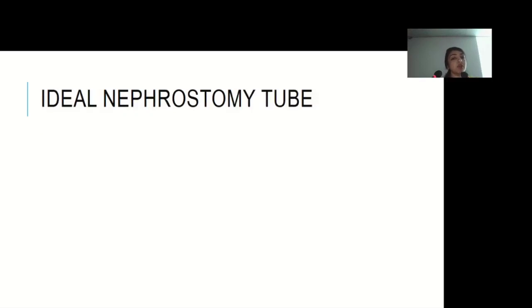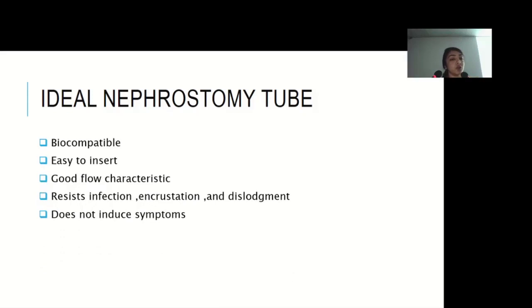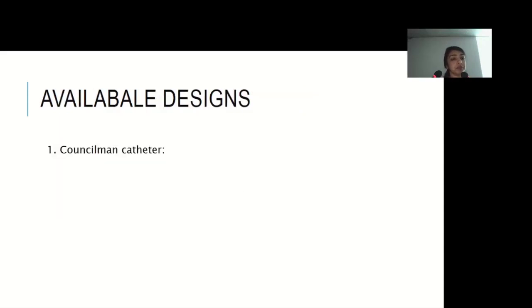So what are the ideal nephrostomy tubes? An ideal nephrostomy tube should be made of biocompatible material, easy to insert, having good flow characteristics, resistant to infection, incrustation and dislodgement, and it does not induce symptoms in the patient. Earlier I heard from one of my seniors that he was asked in the part 2 exam what tubes we can use as a nephrostomy tube in a patient. So we are discussing a few tube designs that can be used as a percutaneous nephrostomy.